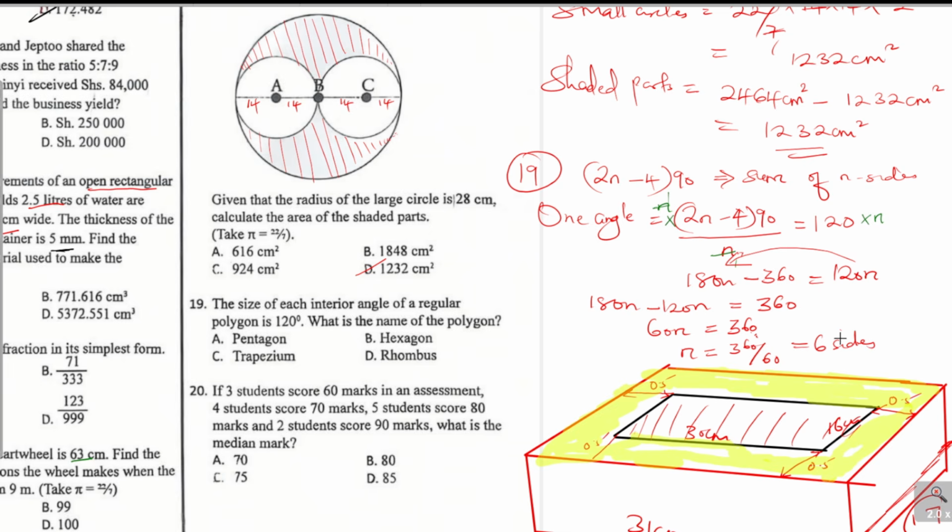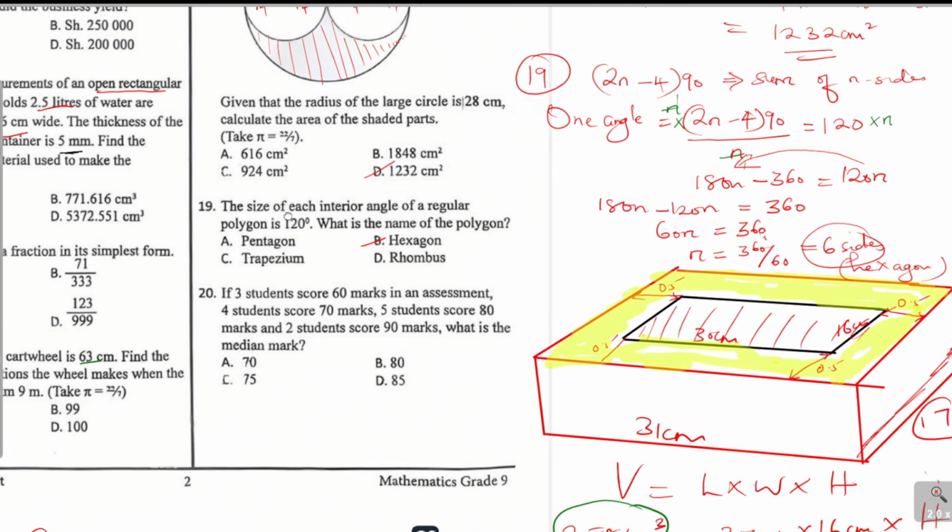So which polygon has 6 sides? It is called a hexagon. A hexagon is a polygon that has 6 sides. A pentagon has 5. A trapezium has 4 sides. A rhombus has 4 sides. So we go to the last question now.